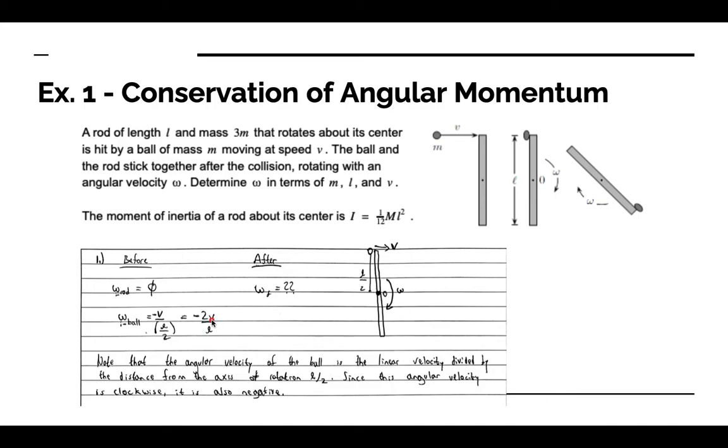All right, so that's what we know before for our system. Afterwards for our system, our ball and the rod stick together, so we're going to have one final angular velocity. So that's going to leave us with one final angular velocity as our unknown. And then right here, I do paint a picture to illustrate the L over 2 for the distance, and to illustrate why the velocity right here of our ball would be considered clockwise.